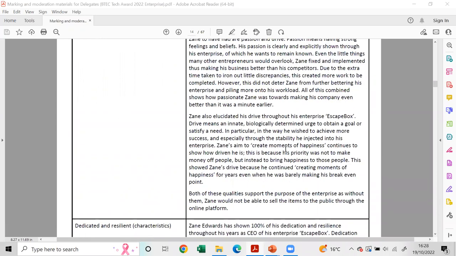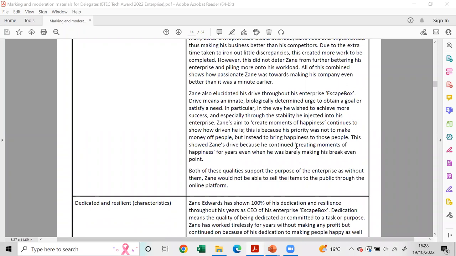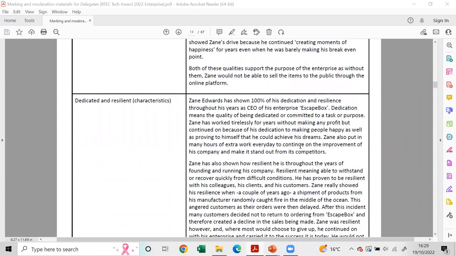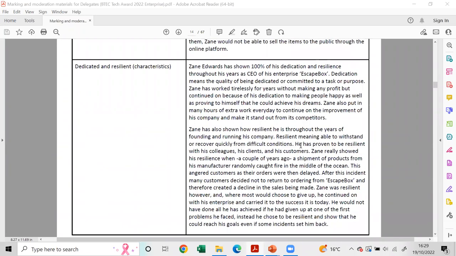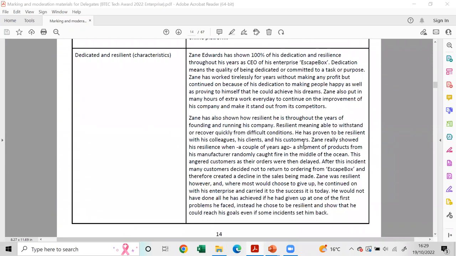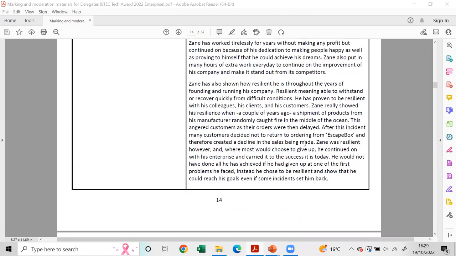The fact that it supports their purpose of the enterprise without being passionate and driven, what would it mean? They'd hardly break even. They've then looked at dedicated and resilient. Again, those are the characteristics. They've looked at another set of characteristics here, how they've been resilient. Where is this proof of being resilient? Where's the evidence they've used? So they've given an example of an incident.